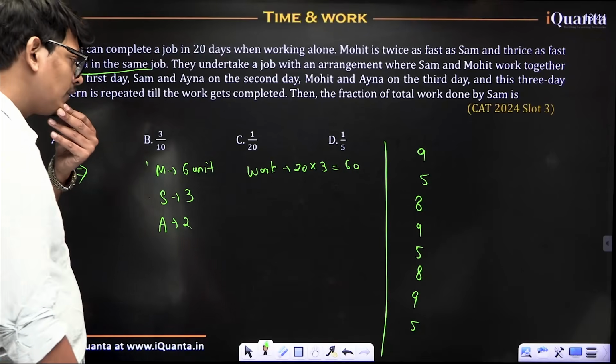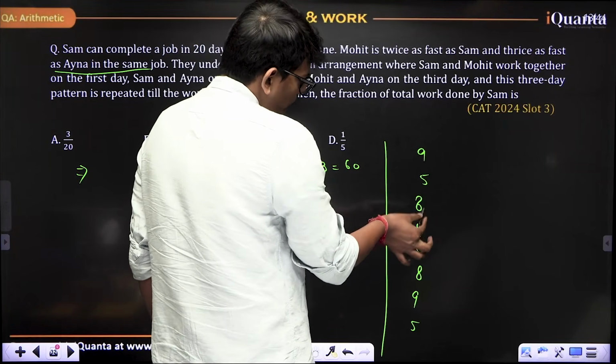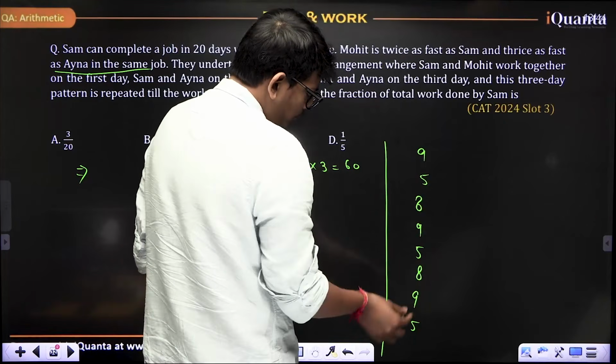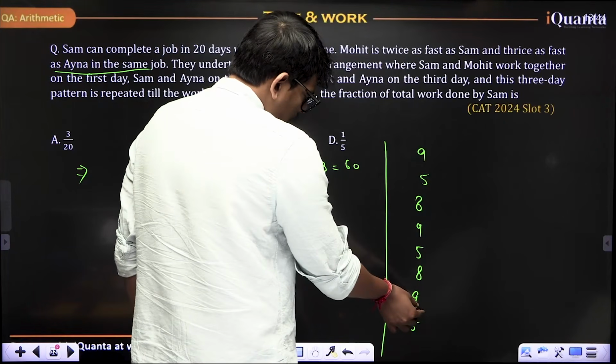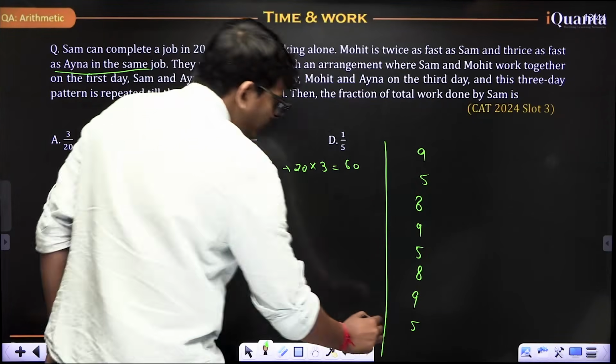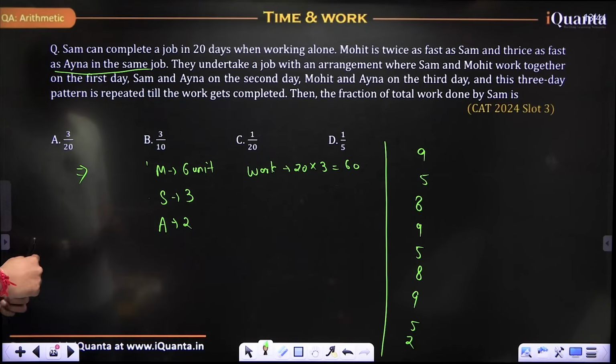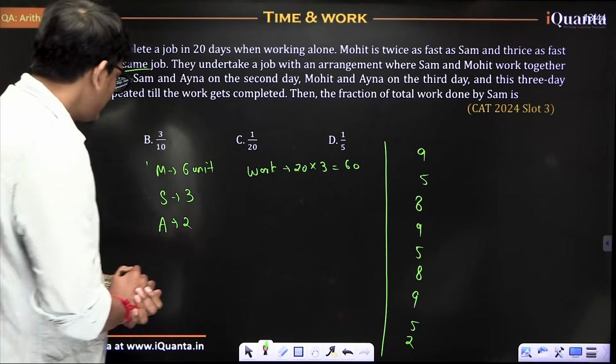44. Okay, just a second. This is 9, 8, 13, 22, 22 plus 22 is 44. Again, 44 plus 14, I'm getting only 58. So that means I need 2 units of work also. Then the total fraction of work done by Sam. Fine. Now Sam, where Sam is working.